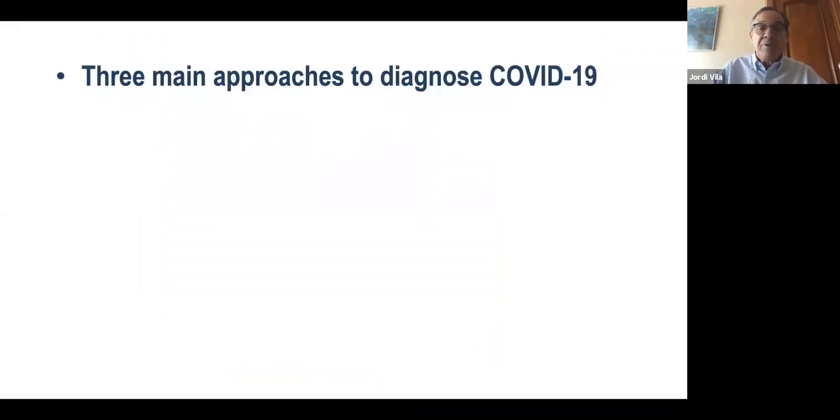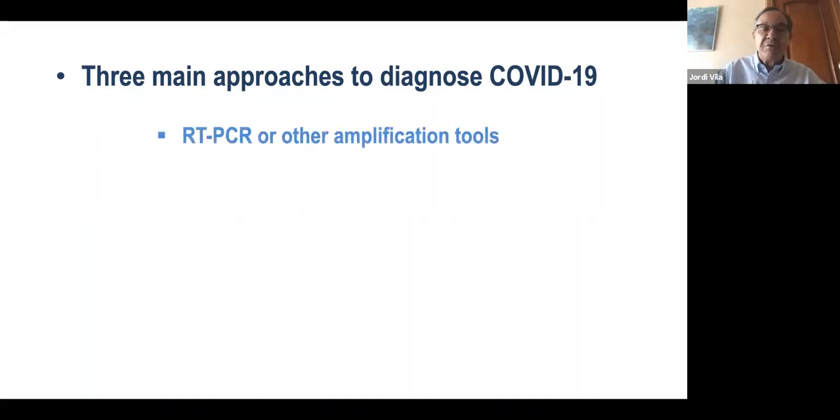When we talk about the diagnosis of COVID-19, we have three main methods that we can use. The first one is the use of RT-PCR. RT stands for reverse transcriptase PCR, and there are other amplification tools. This is the first approach that we can use, and with it we detect the genome or regions of the genome of the virus in the clinical samples that we are collecting, which we will see later on.